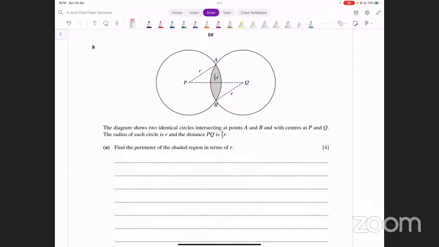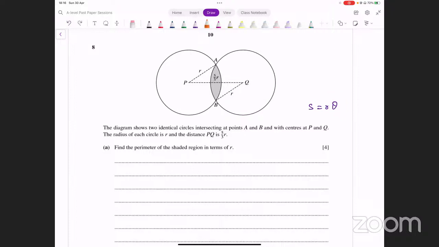Now, how do you find arc length? Arc length का formula हमारे पास क्या होता है? It's S equals R theta, right? Arc length equals radius into angle. Radius हमारे पास है in terms of R, right? The problem is we need to find the angle theta somehow. How do you find angle theta? That's what the problem is.